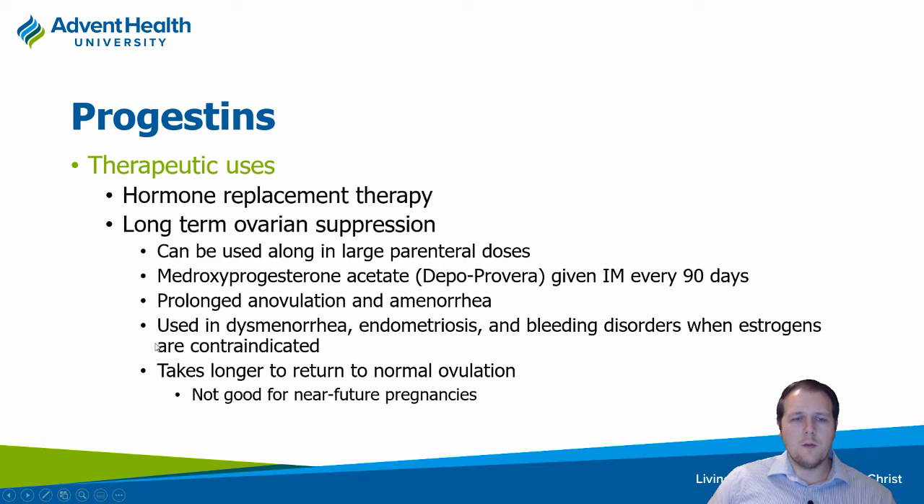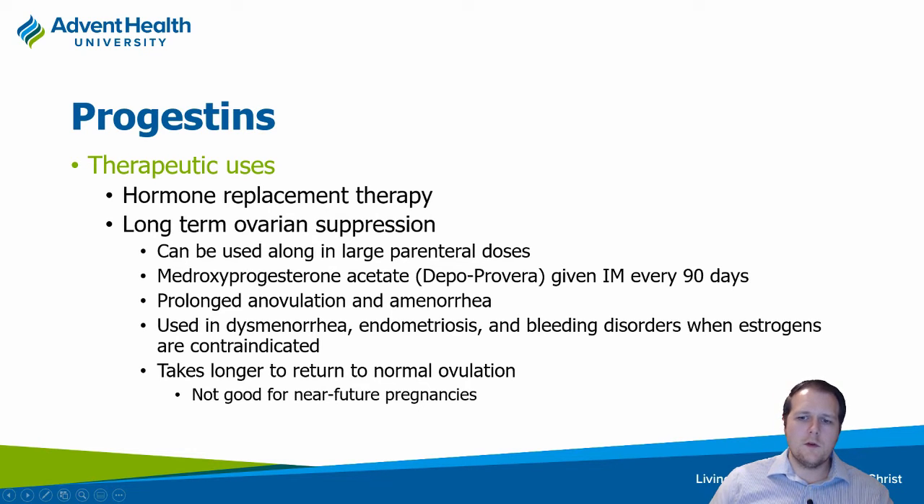Typically for hormone replacement therapy for patients who still have an intact uterus, or more often than not, you can see it used for long-term ovarian suppression. Good for things like endometriosis, or if you have a patient who's using this for contraceptive purposes. They can either be used by themselves or in combination with estrogens.